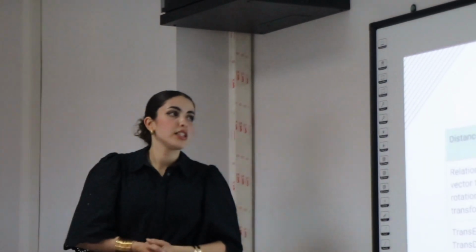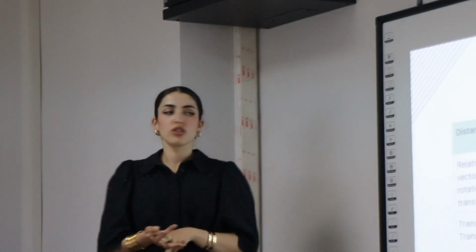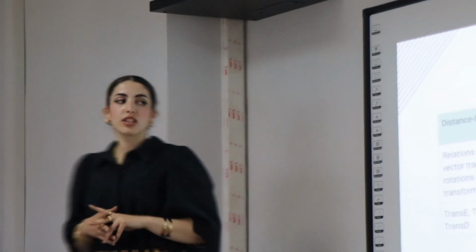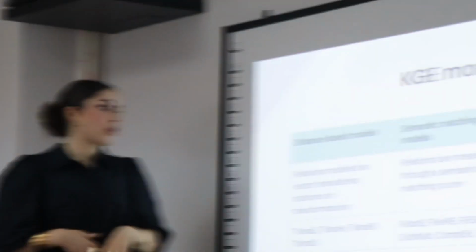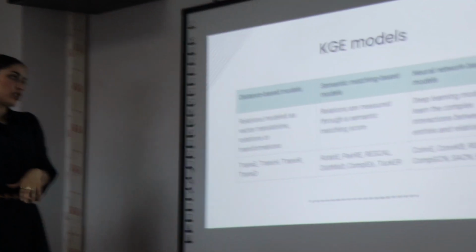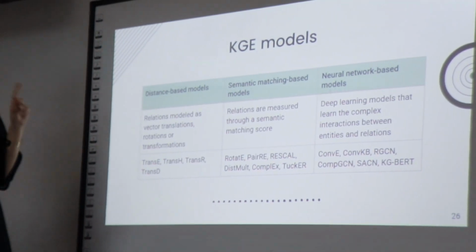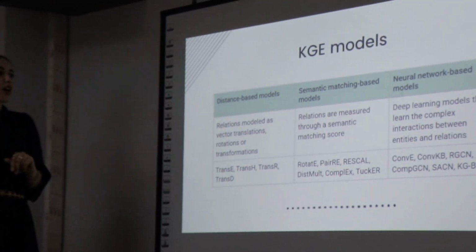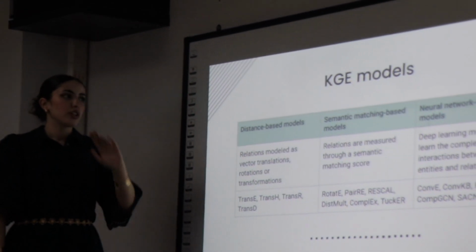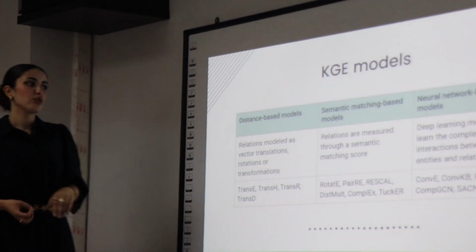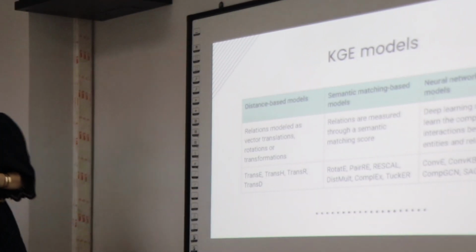There are various KGE models that use different scoring functions to evaluate the plausibility of triples. These models can be divided into three categories. First, we have the distance-based models, where the relations are modeled as vector translations, rotations, or transformations. The second category is the semantic matching-based models, where the relations are measured through a semantic matching score. And finally, we have neural network-based models, or deep learning models, which learn the complex interaction between entities and relations.